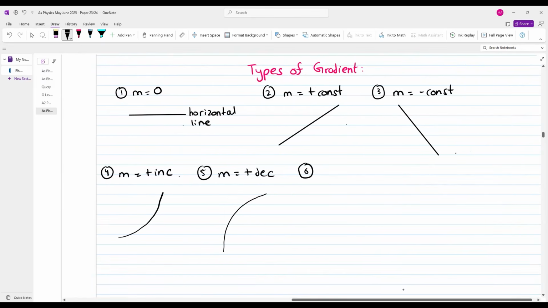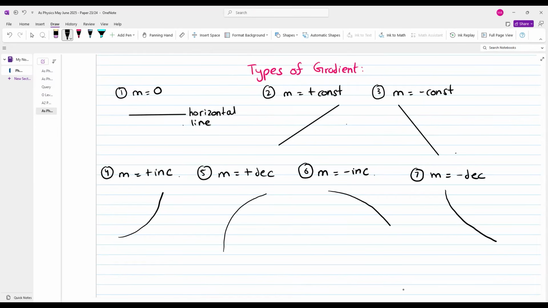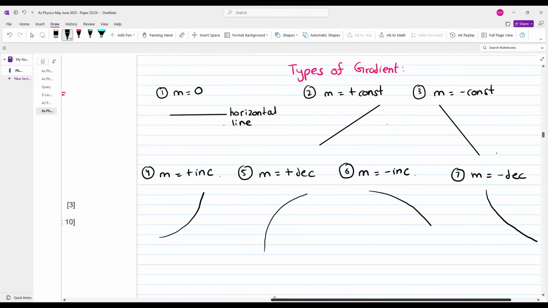For the sixth scenario, if the gradient is negative and increasing, which type of graph will you draw? Somewhat like this. Then the seventh type: if the gradient is negative and decreasing, you will draw somewhat like this. So this is how you know the types of gradient and what kind of line to draw. Please remember this. This will come in very handy in the examination.